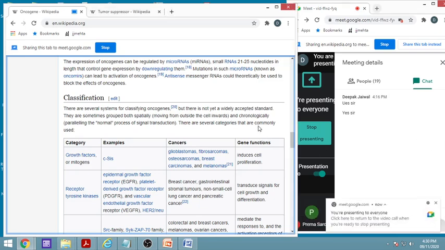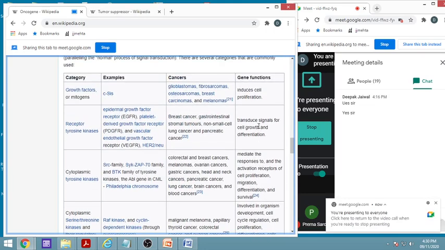Examples are growth factors or mitogens. We know that they act through various protein kinases, such as insulin-like growth factor and MAPK. An example of this is c-sis, and they are implicated in various glioblastomas, fibrosarcomas, osteosarcomas, breast carcinomas, and melanomas, because they can induce all kinds of cell proliferation.